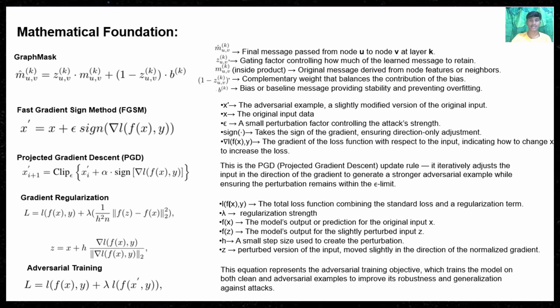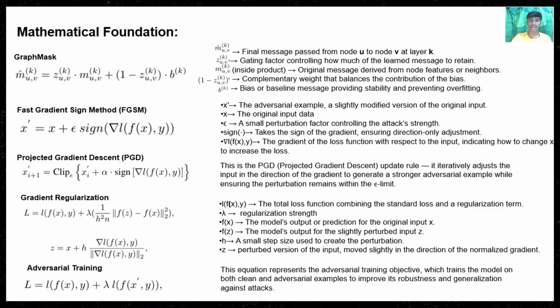This slide explains the mathematical foundation behind our framework. It includes the core formulas used in model interpretation, adversarial attack generation, defense mechanism, and robust training. We'll briefly go through each concept, starting from GraphMask, then moving to FGSM, PGD, and finally regularization and adversarial training objectives. GraphMask. The first equation represents GraphMask, which helps interpret graph neural networks.